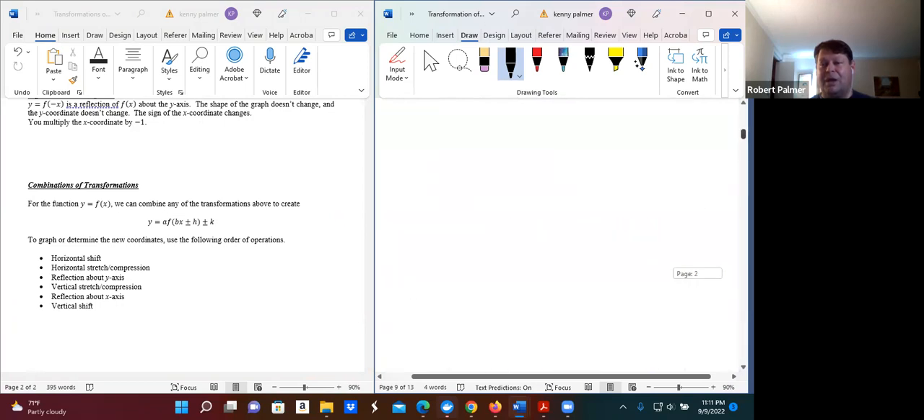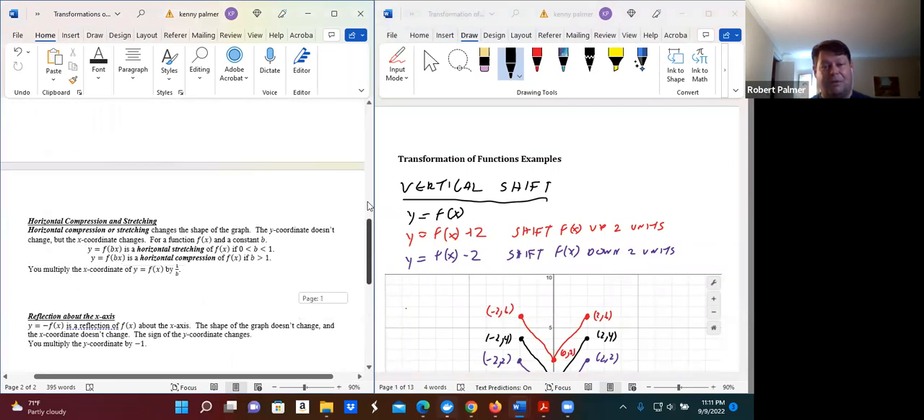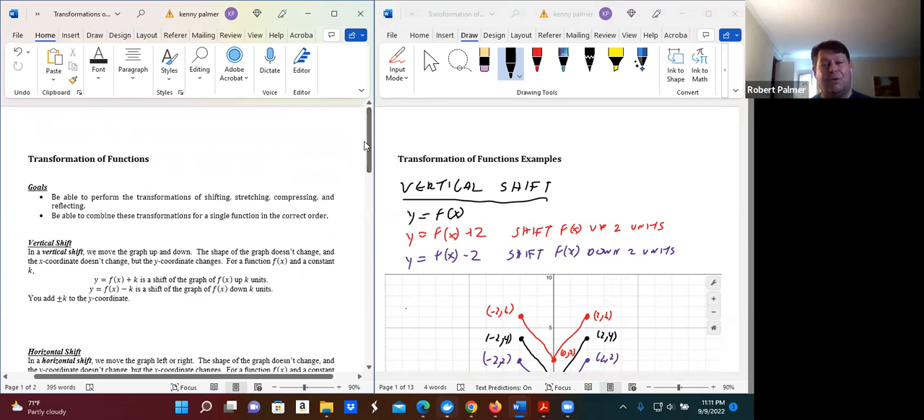So what we learned is how to understand the basic transformations, how to graph them, what they all mean, then how to combine them, and also how to take a graph of a function and identify its equation by understanding those transformations.